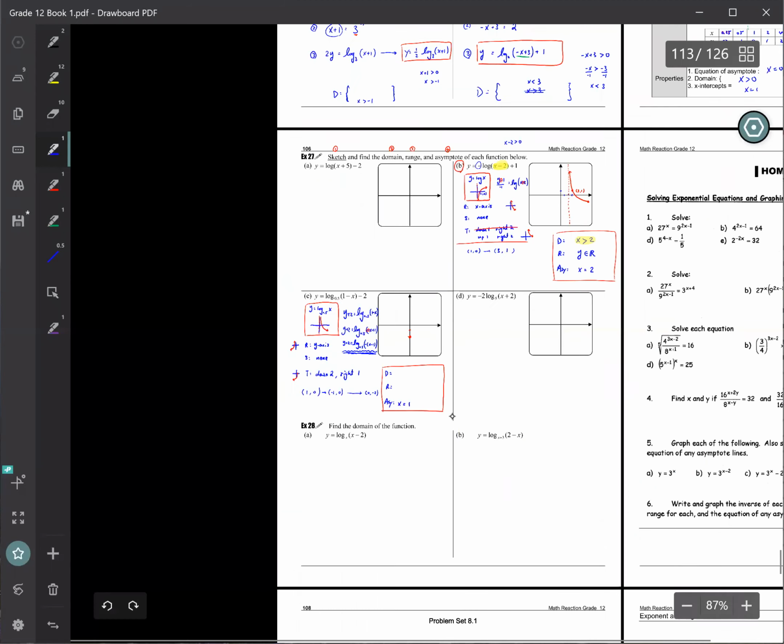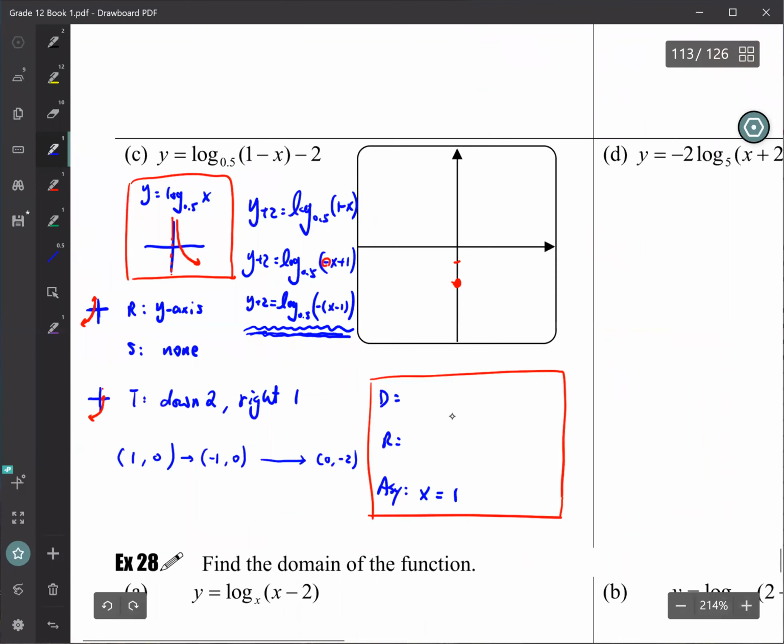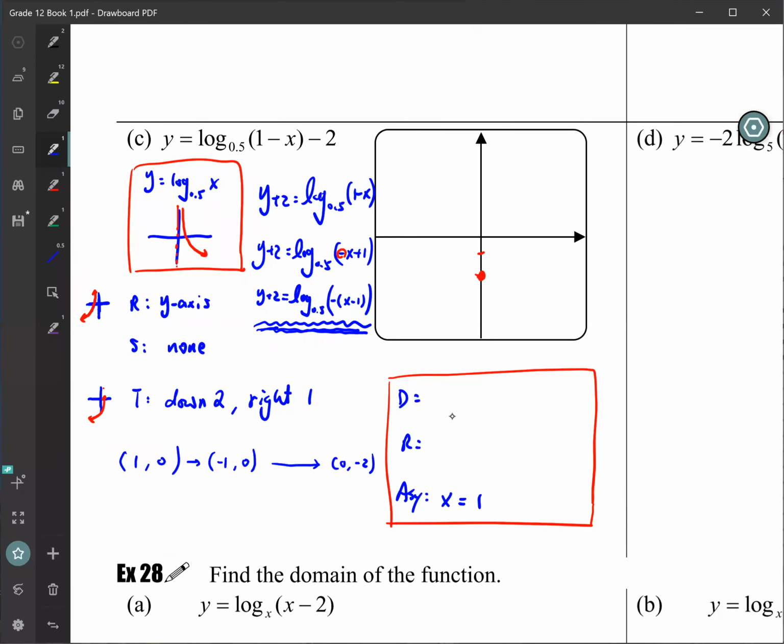So you just look at the translation, okay? And because it's a vertical line, the only way to make it go to other places is moving left and right, and we are moving right 1, so that's why it's x equal to 1. Okay, understand, Eric? Yeah. Okay, so just focus on translation and you can get the asymptote line.